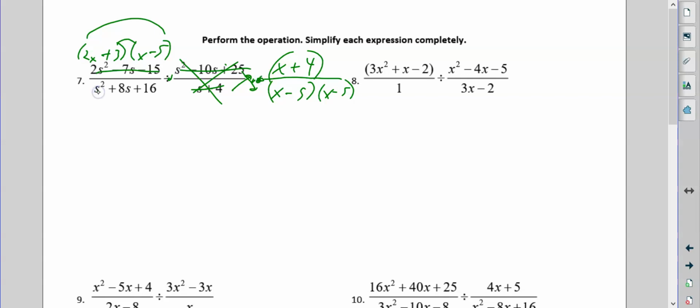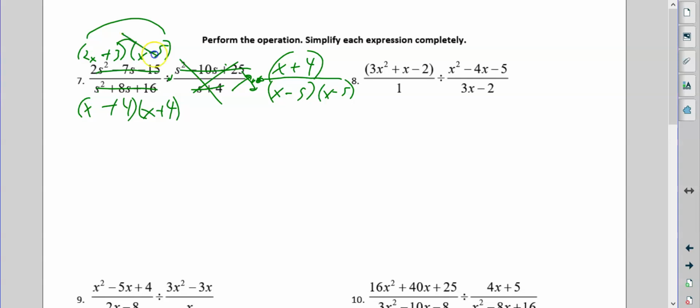And over here, this is going to factor to x, x. Two numbers that multiply to give me 16 and add to 8. Well, that's 4 and 4. Both positive because the 8 is positive. And there we go. Now the fun begins.